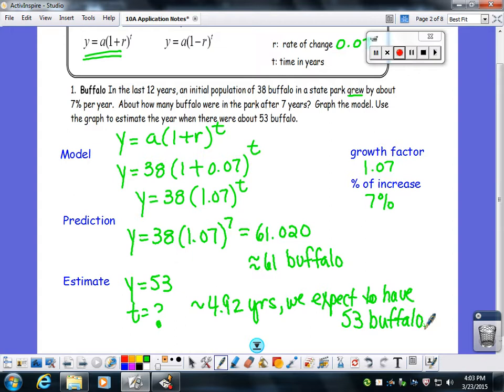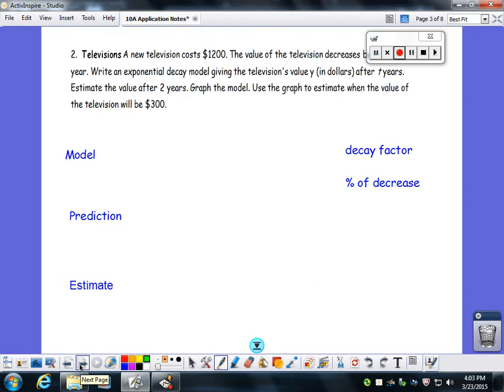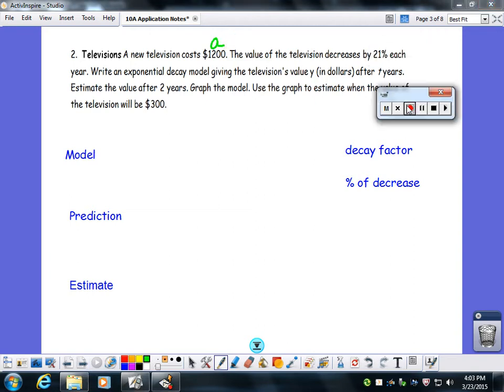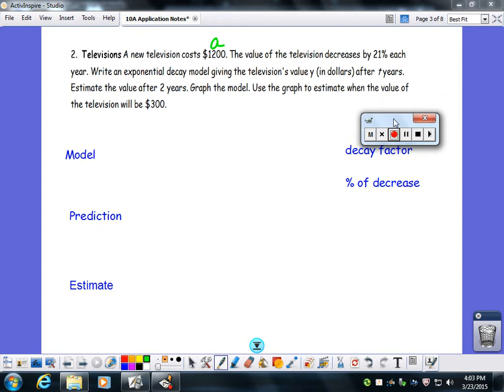All right, like I said, I'll go over the calculator part of this again in class, but it's very similar to what we did when we were doing regression. All right, let's look at another example. All right, television. The new television costs $1,200, so that's going to be our initial amount. That's our A. The value of the television decreases by 21% each year. Write an exponential decay model giving the television's value in dollars after t years.